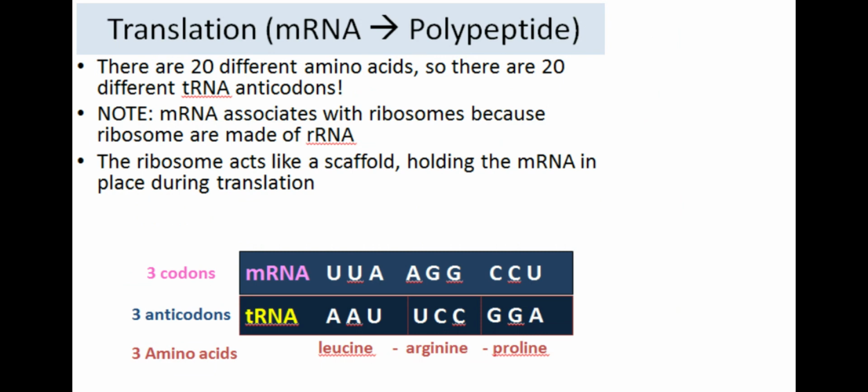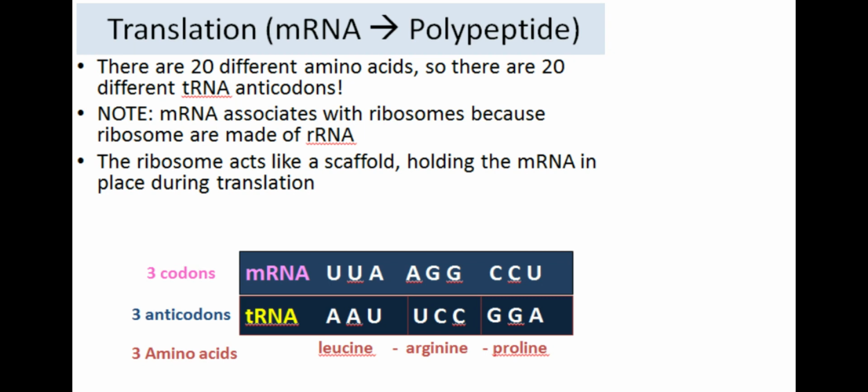There are only 20 amino acids in our bodies. So that means there's only so many anticodons. Those complementary strands, there's only so many of them. The ribosome itself is just acting as a scaffold. It holds everything together and starts building that protein.